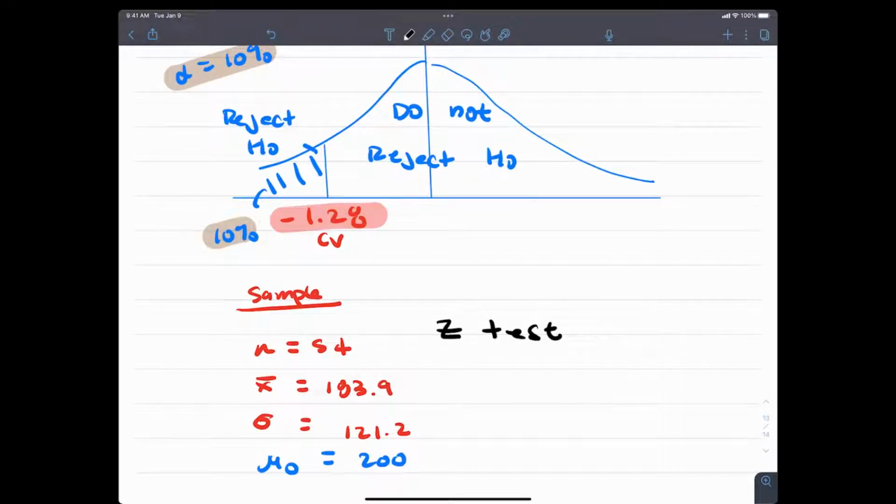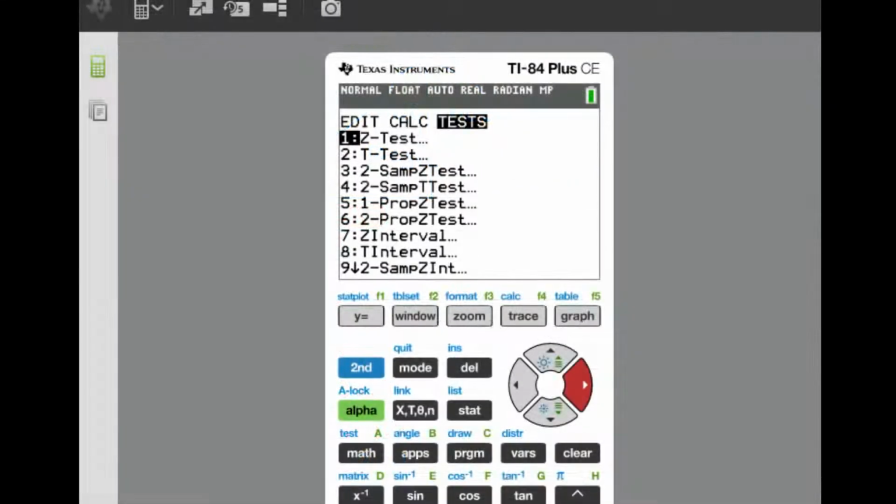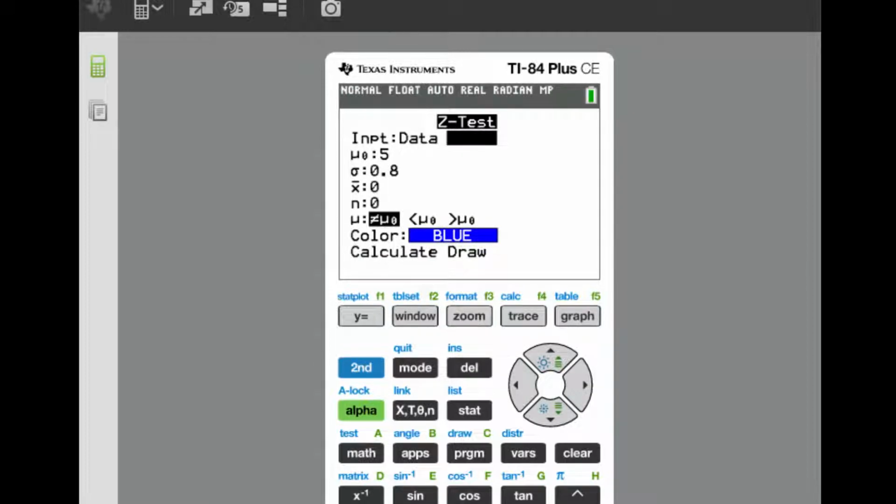We're going to get a z-value. We're going to get a critical value. And we're going to see where this lives in our decision rule. Remember, the critical value is to the nearest hundredths, so we're going to approximate that test statistic to the hundredths. Make sure it's on stats, not data. Mu naught we know is 200. Sigma is known, it is 121.2. Sample mean is 183.9. And the sample size is 54.